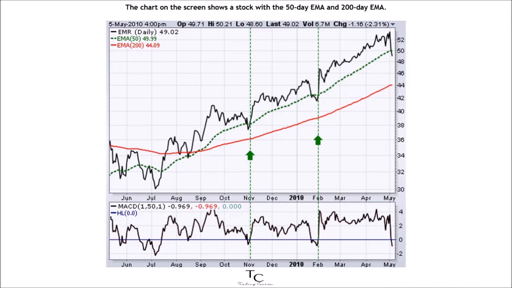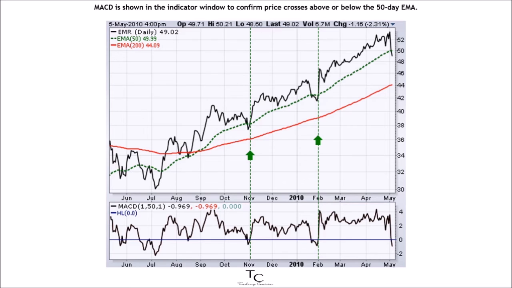The chart on the screen shows a stock with the 50-day EMA and 200-day EMA. The stock crossed and held above the 200-day moving average in August. There were dips below the 50-day EMA in early November and again in early February. Prices quickly moved back above the 50-day EMA to provide bullish signals, green arrows, in harmony with the bigger uptrend.